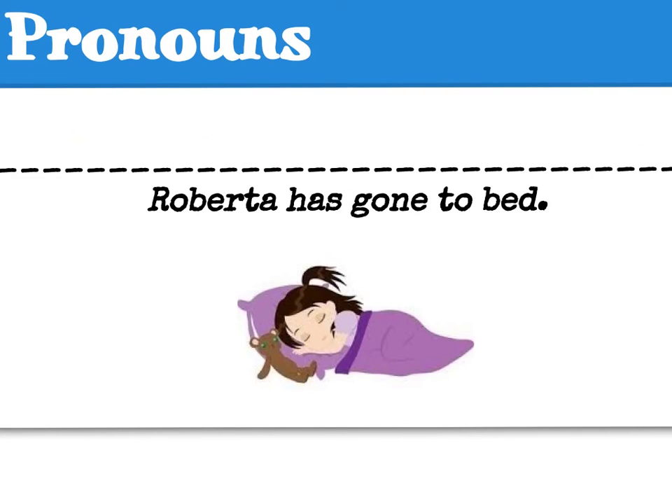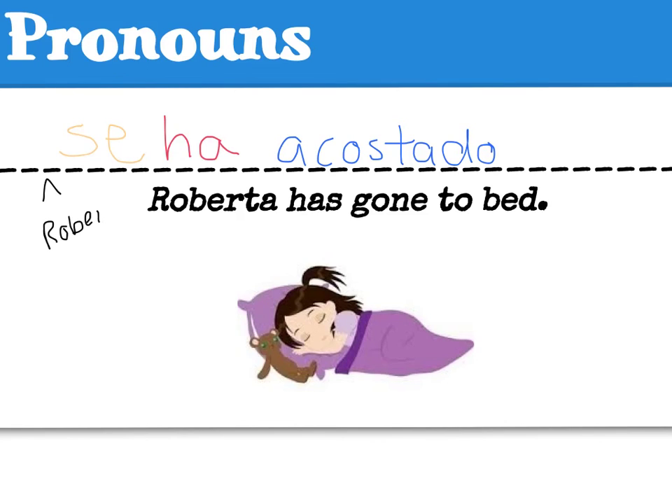Here I have a reflexive pronoun, to go to bed, acostarse. So, for Roberta, that's ella. It's going to be se ha acostado. To include her name, you simply just put it at the beginning like you normally would. I just kind of skipped that step. So Roberta would go right there. Roberta se ha acostado.